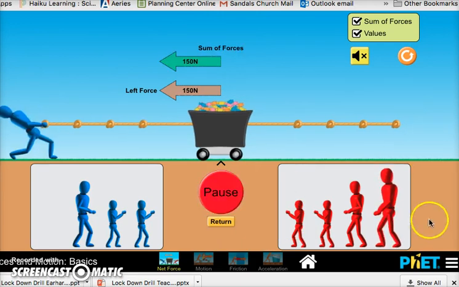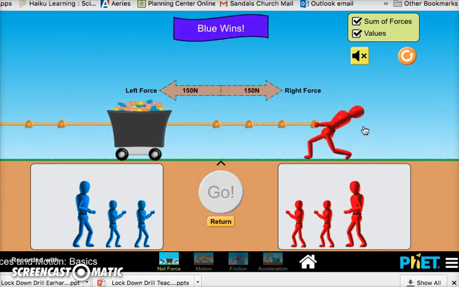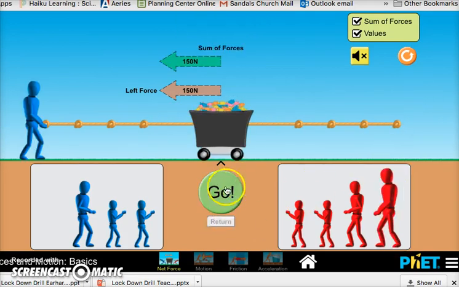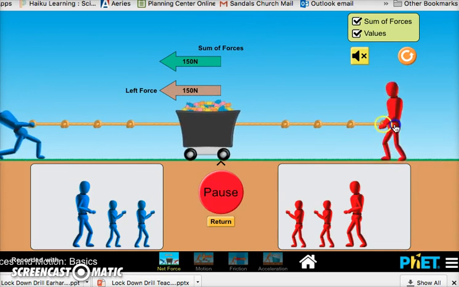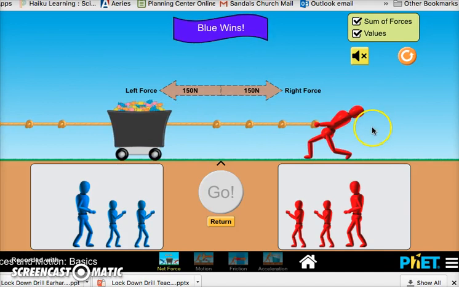because balanced forces do not change the motion of an object. Please make this adjustment to your reasoning. Once an object is already moving, balanced forces will do nothing to change the motion.